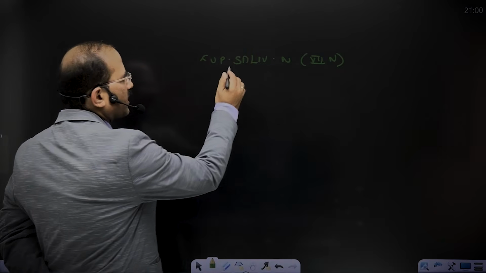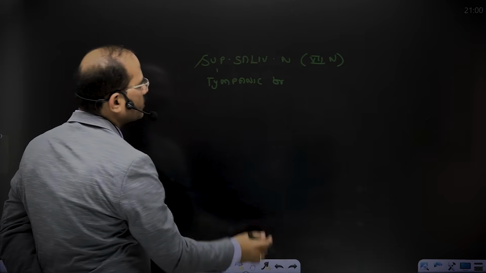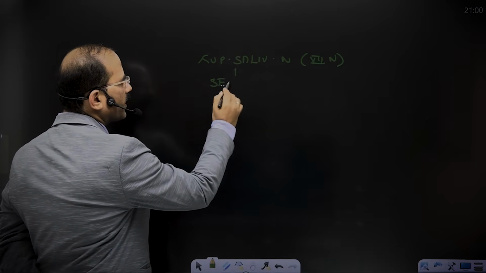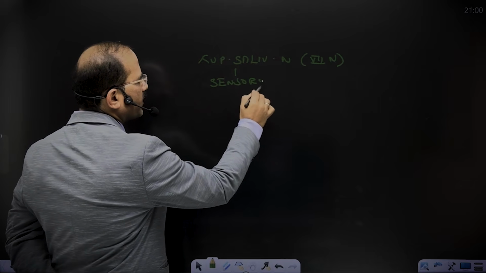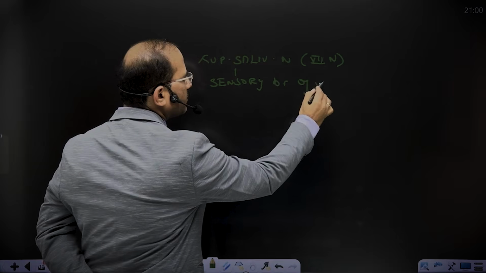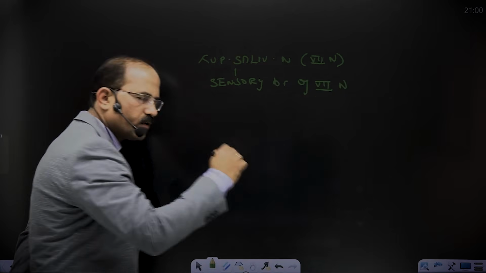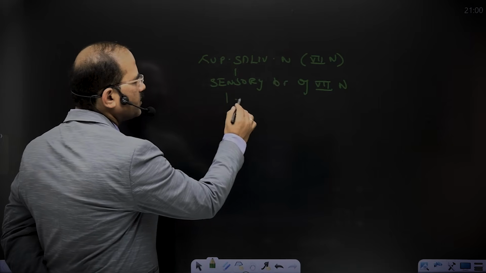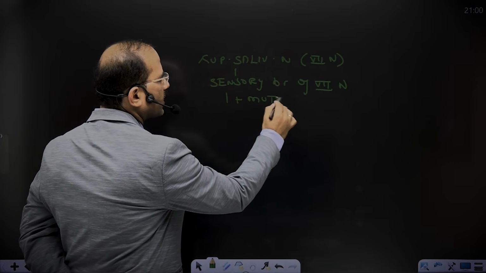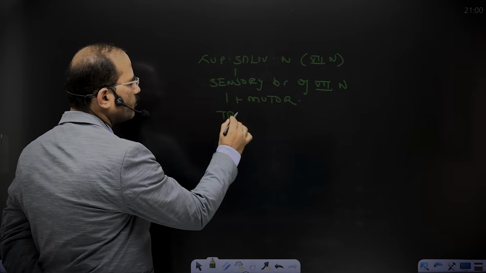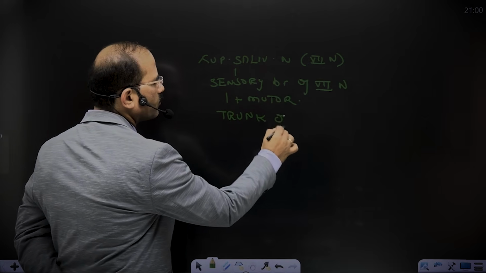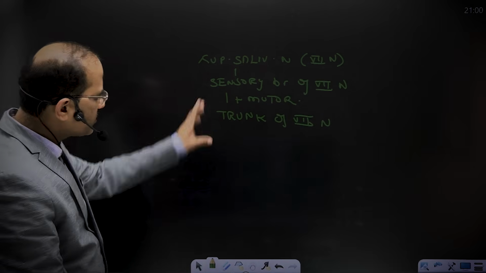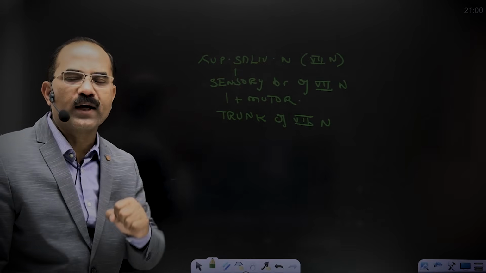So superior salivatory nucleus, the sensory branch of the facial nerve. The sensory branch of the facial nerve is known as the nervus intermedius or the nerve of Würzburg. The sensory branch joins with the motor branch and forms the trunk of the facial nerve. This trunk of the facial nerve enters the internal acoustic meatus.